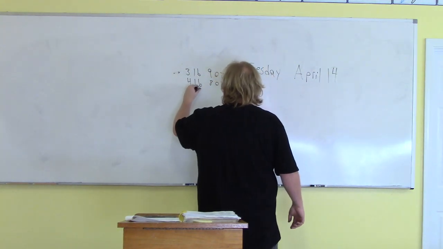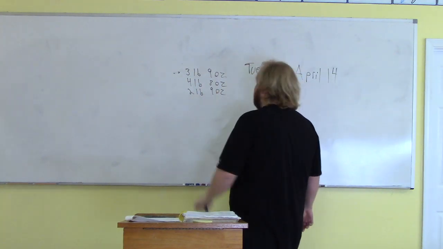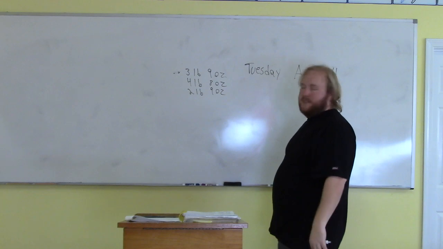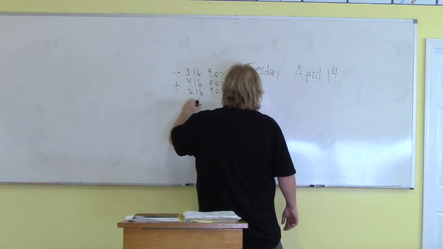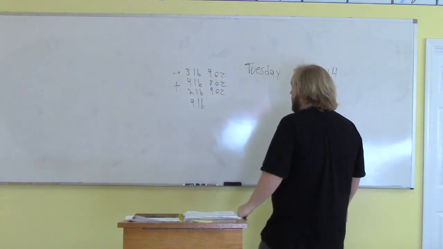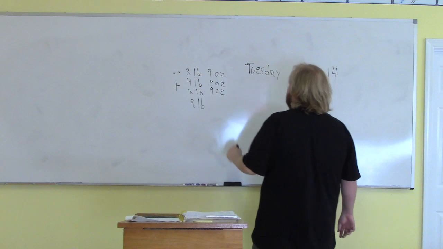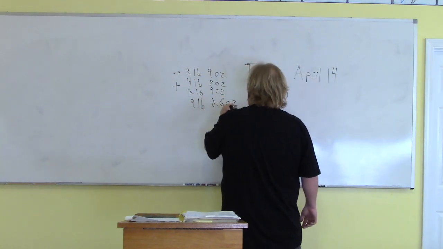Alright, so remember the steps. You only add your like measurements. So we'll do this side first. 3 plus 4 is 7, plus 2 is 9, so we got 9 pounds. Let's count our ounces. 9 plus 8 is 17, plus 9 is 26. 26 ounces. Okay, so second step.